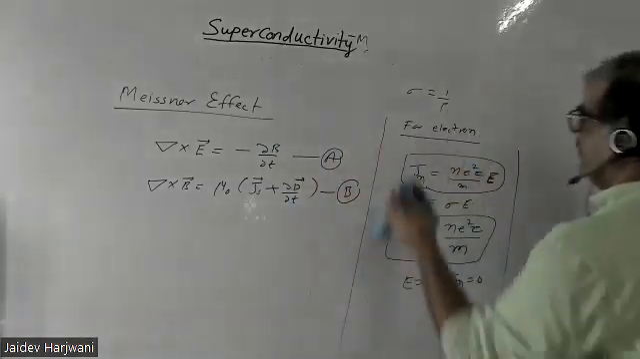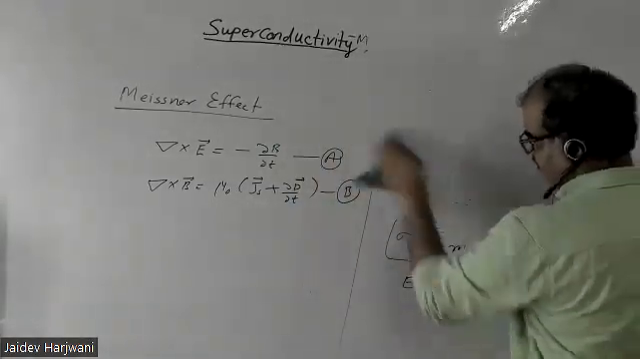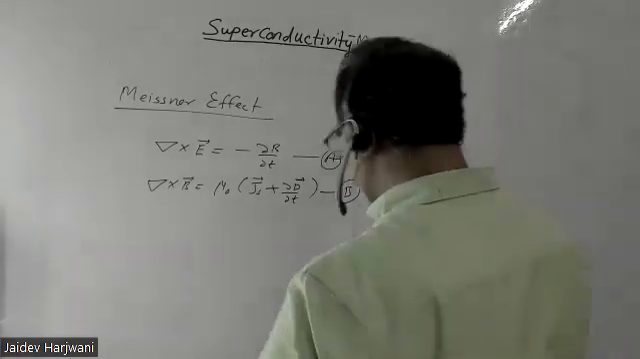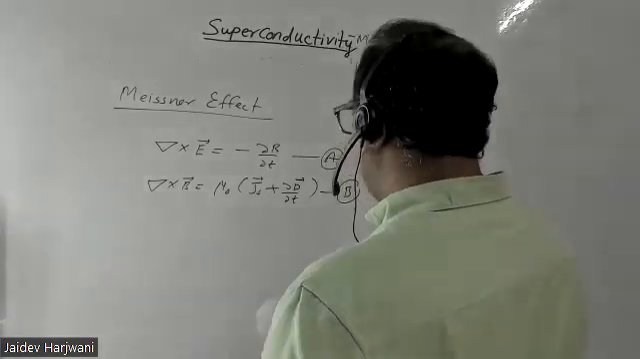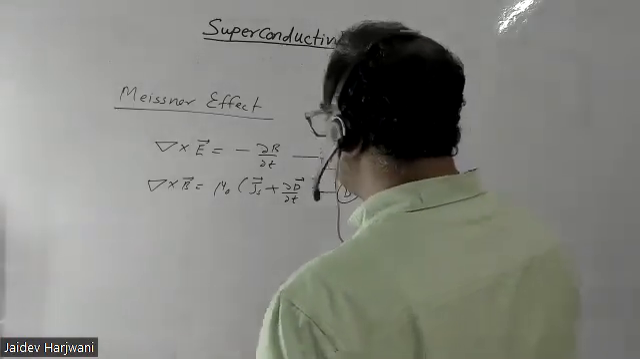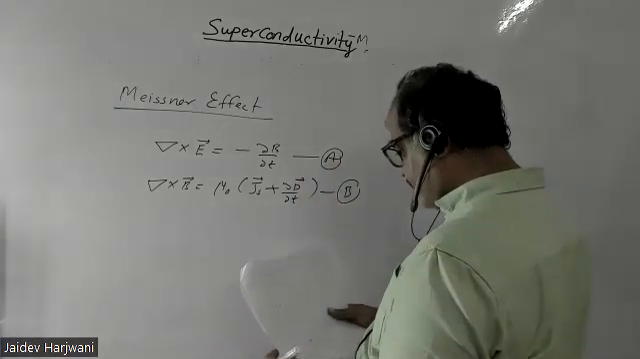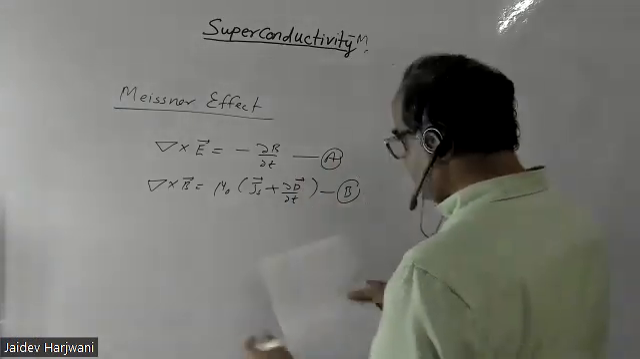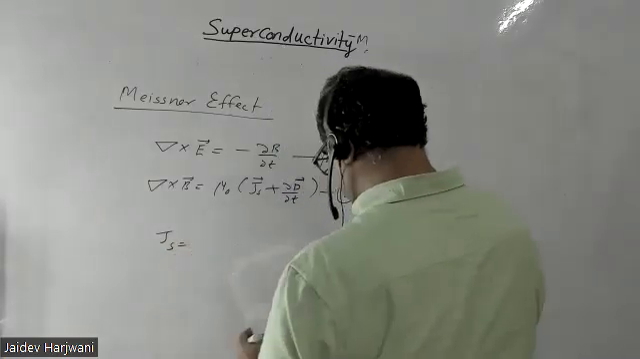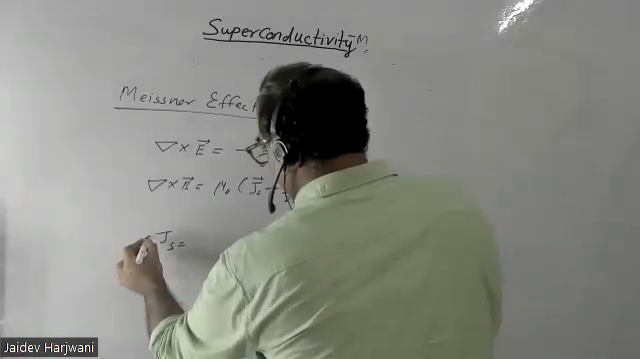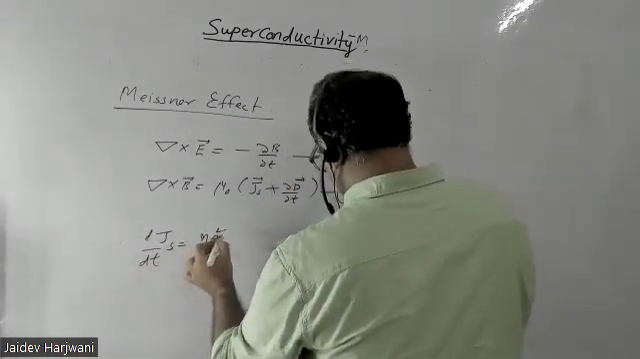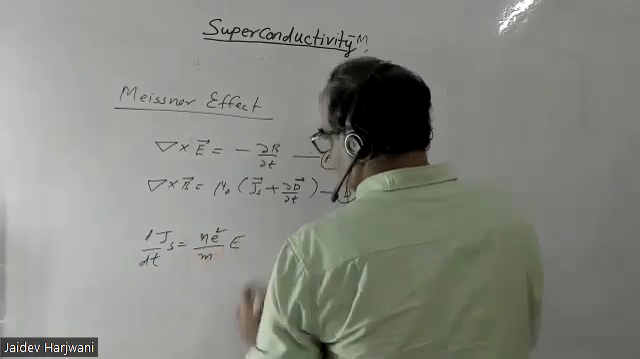So this was the first explanation. Now let us do second. We have del cross B. Now what can I write? Just now we derived the London equations. London equation says that JS is equal to what is the value? Just now we derived dJS upon dt is equal to n e square upon m times E. This was the equation.